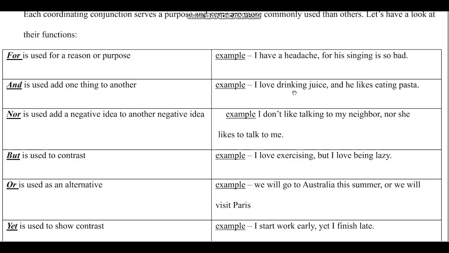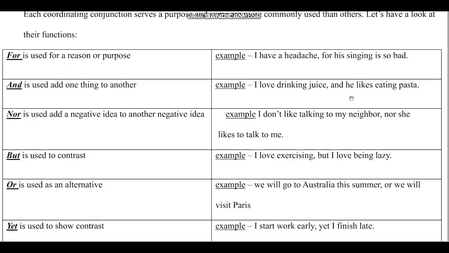Let's see an example. I love drinking juice. And this is an example. This is the first clause. We have the subject, which is I, love drinking juice. This is a predicate. Then the most important part, which is the comma. Then and, which is a coordinating conjunction. And this is the second clause. He likes eating pasta. Both of these ideas are not contrasting, so they are the same.